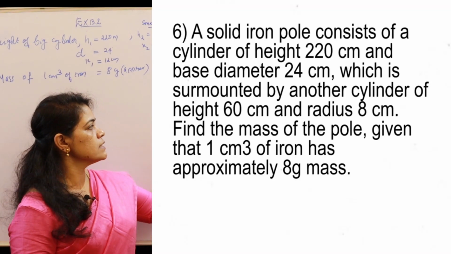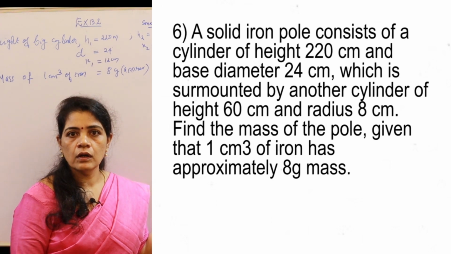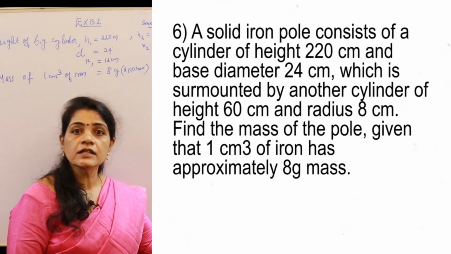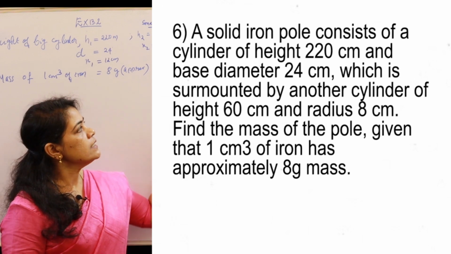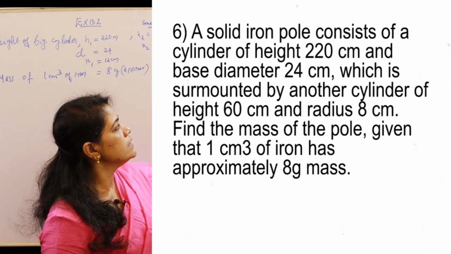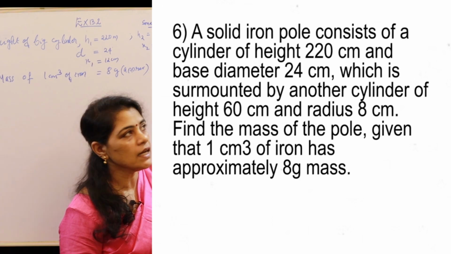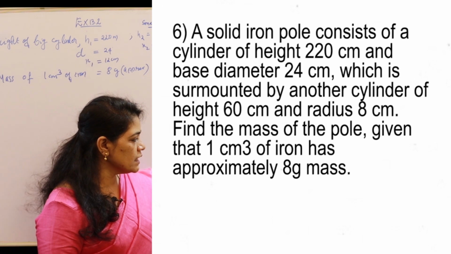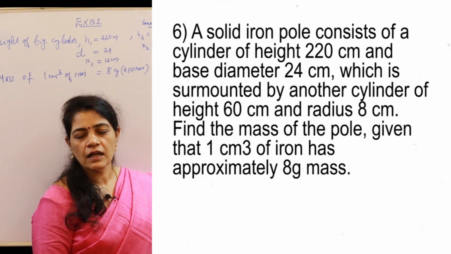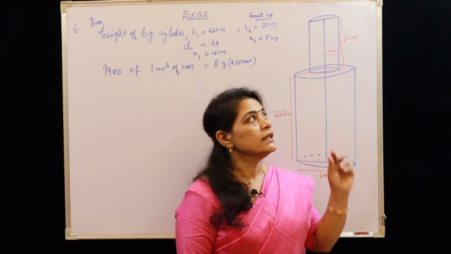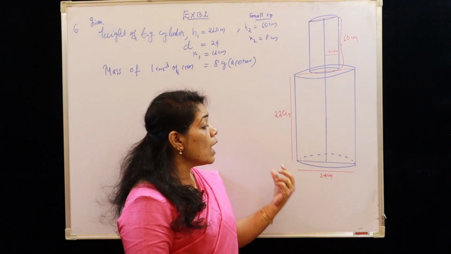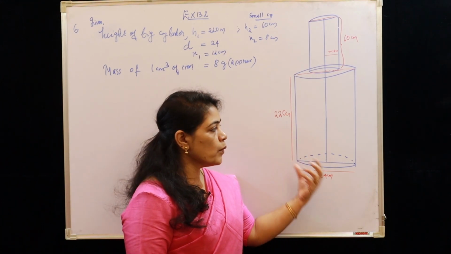Now we are moving to 6th problem. Here we are given a solid iron pole consisting of a cylinder with a height 220 centimeter and diameter 24 centimeter, surmounted by another cylinder of height 60 centimeter and radius 8 centimeter. See, for the big cylinder the diameter is given, and for the smaller cylinder the radius is given. We have to find out the mass of the iron pole.